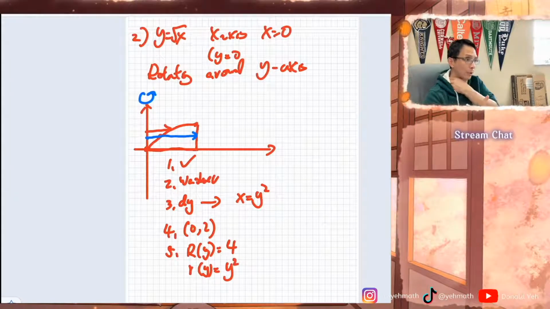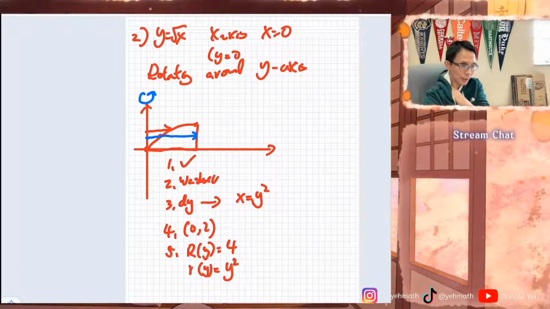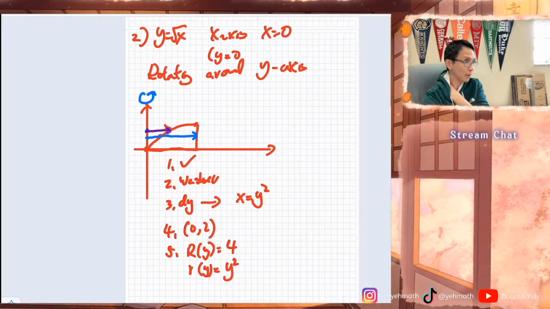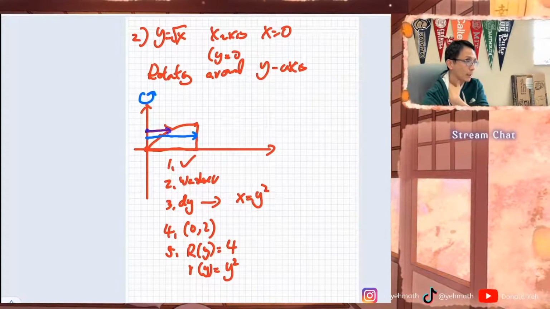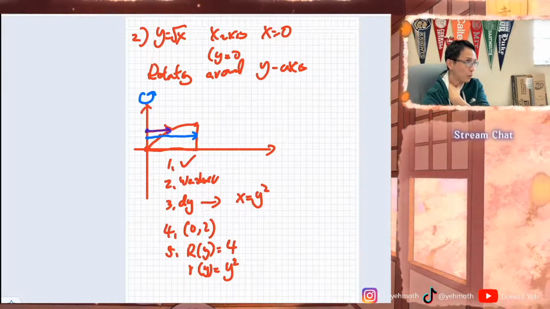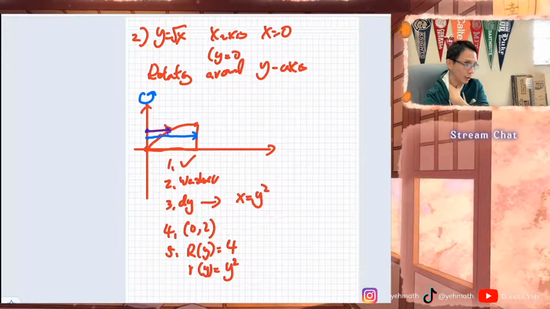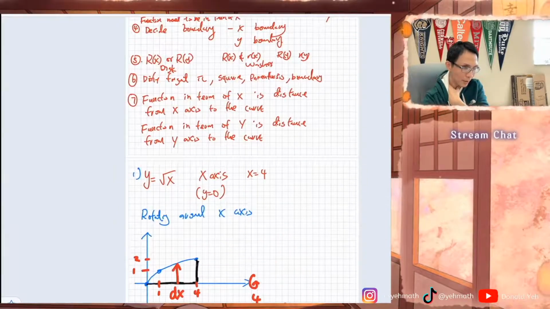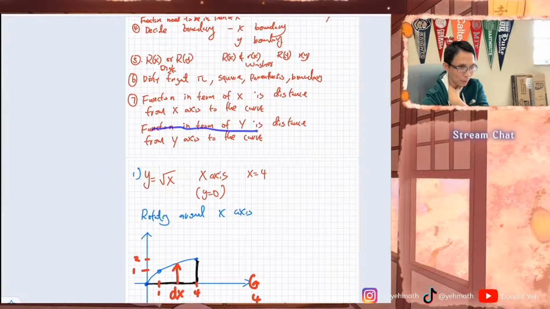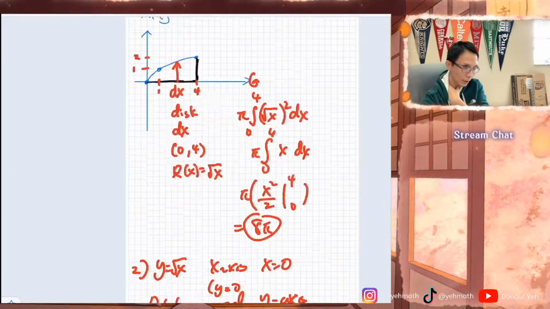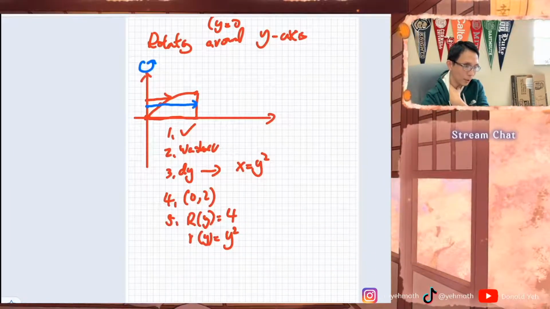Why y squared though? It's because from this distance, from this point to this point, right? And as we say at number 7, the function in terms of y will tell you the distance from the y-axis to the curve. Look at number 7. So they say the function in terms of y is the distance from the y-axis to the curve. So therefore, that is going to be y squared.